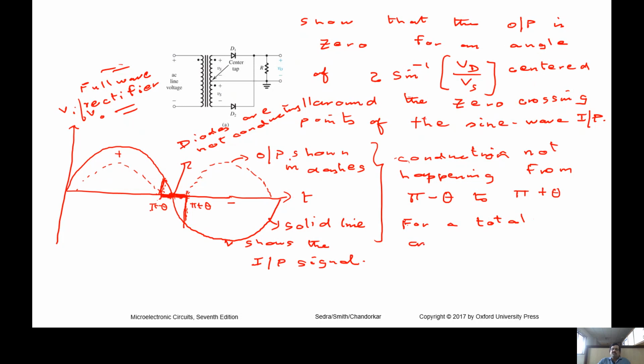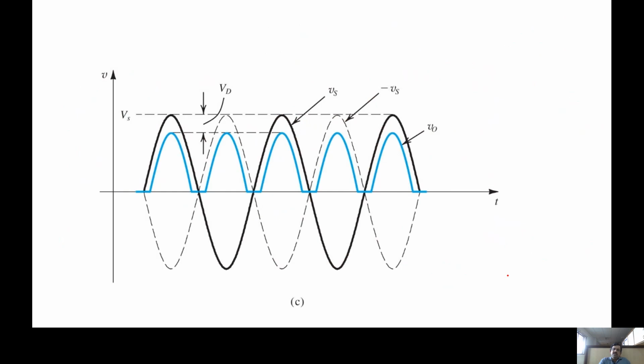So for a total angle of 2 theta, centered around the zero crossing points, the diodes do not conduct. Both the diodes, in fact, do not conduct. So effectively substituting, that's what is shown here, the output. This is pi minus theta, this is pi plus theta.